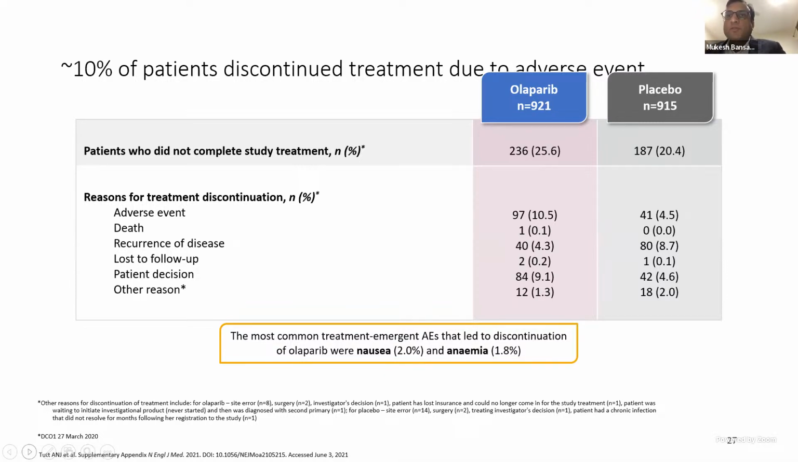Around 10% of patients had to discontinue the treatment due to adverse event. The reason for treatment discontinuation was mainly adverse event, or in 9% of the patients, patient decision. The most common treatment-emergent adverse events that led to discontinuation of olaparib are well known: nausea and anemia, basically.